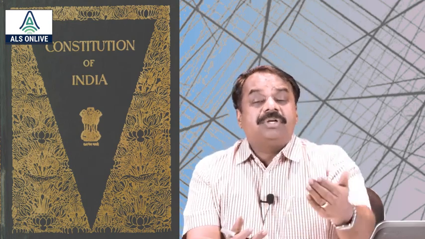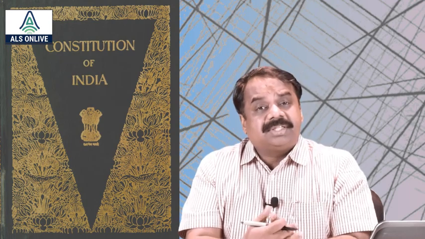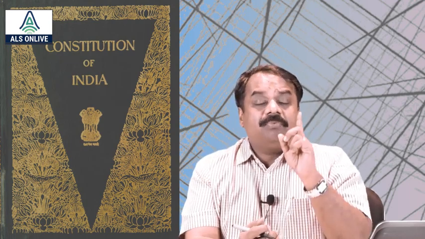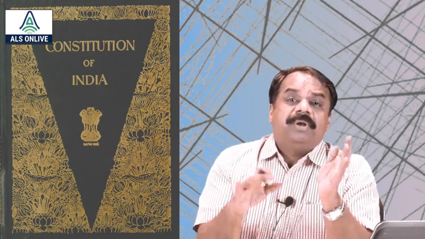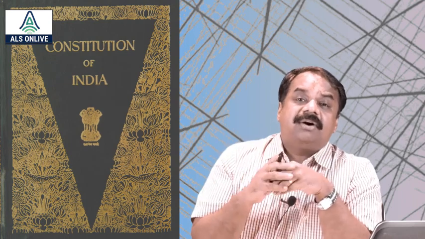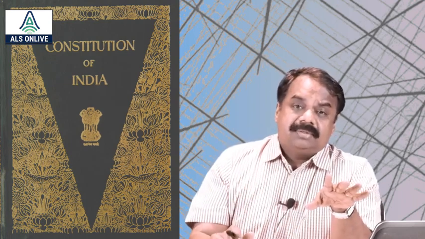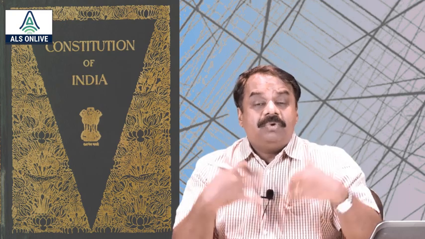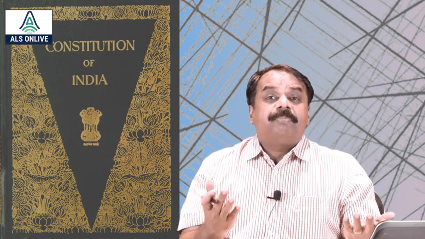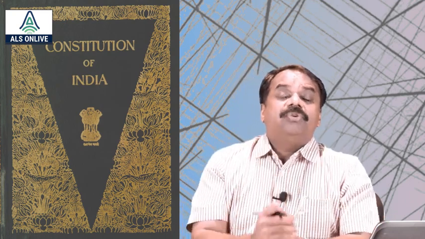See, the opposite of a federal system may be a unitary system. Like Britain, there is only one central government, no state government. France, there is only one central government and no state governments. So, here we have a dual government, more than one, sharing of power. That is the key to federation.